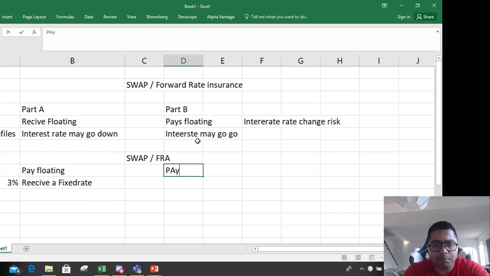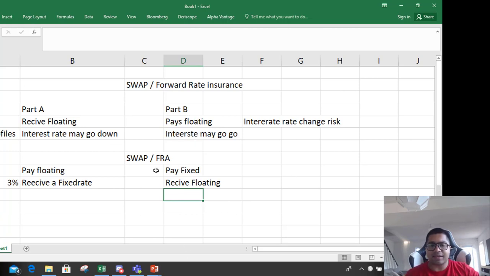you pay fixed and you receive floating. So this is a swap or an FRA. Parties that have interest rate risk, whose cash flows depend on interest rates, can hedge that risk by using a swap or an FRA, where they get into an agreement to convert a floating rate into a fixed rate. Okay. So how to do that? There are two ways to do it. Either you pay floating and receive fixed, or you pay fixed and you receive a floating rate.